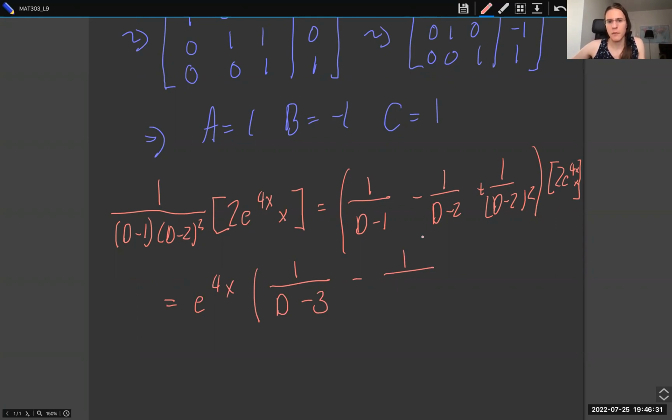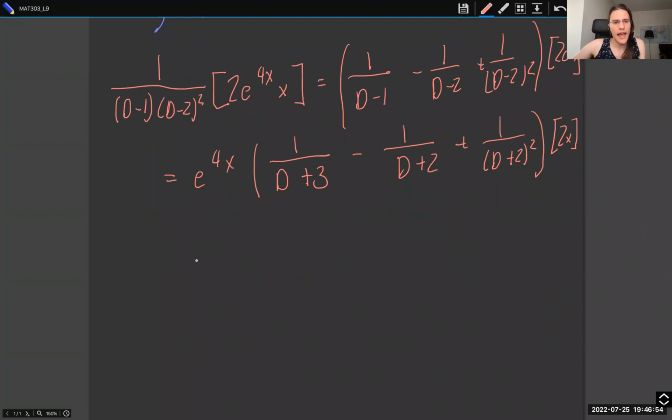so it's going to be plus 2. This is d plus 3. And then plus 1 over d plus 2 squared, applied to 2x. And we can sort of factor this. So we're going to factor 1/3 out.